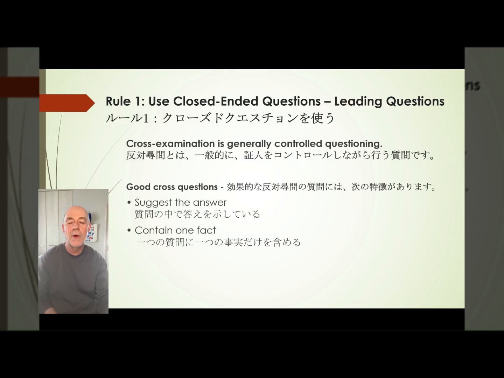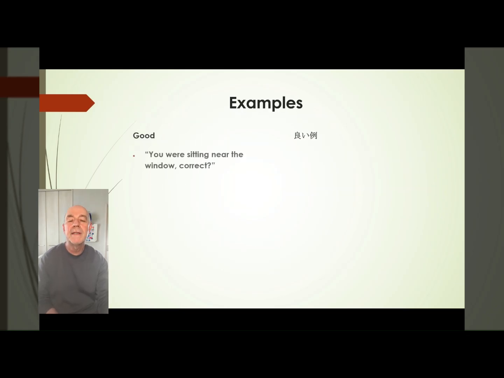And then your question should always call for a yes or no answer. That's how you control. You woke up at 10 o'clock in the morning? Yes. Then you had breakfast? Yes. And so you're in control of the questioning if you're using these yes or no questions. So a good cross-examination question: You were sitting near the window, correct?